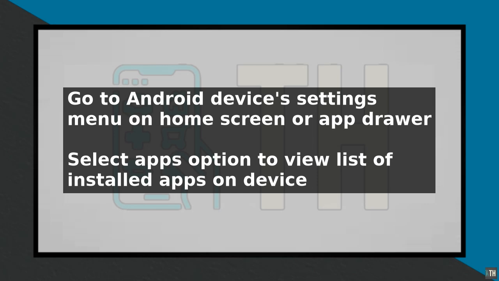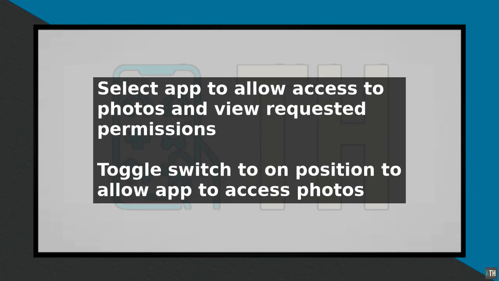This will take you to a list of all the apps installed on your device. Select the app you want to allow access to your photos. For example, if you want to allow a social media app to access your photos, find that app in the list and select it. After selecting the app, you will see a list of permissions that the app has requested. Look for the photos or storage permission and toggle the switch to the on position. This will allow the app to access your photos.